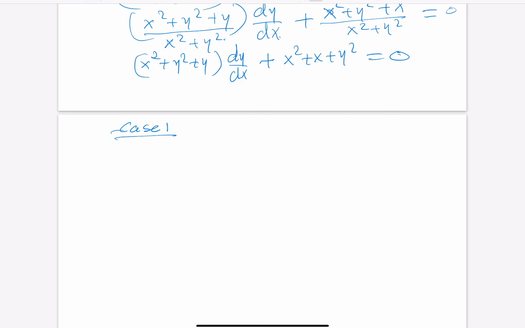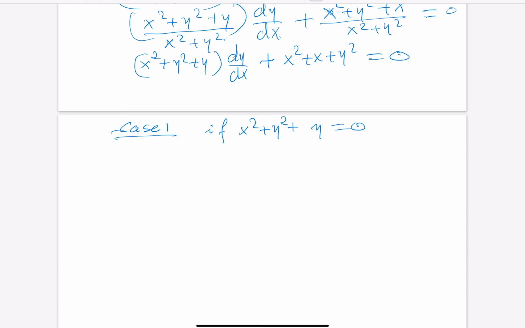Case 1 is when you have, let's put this one equal to 0. Case 1, if y plus x, let me call it y plus. Case 1 is when x squared plus y squared plus y is equal to 0. Okay.